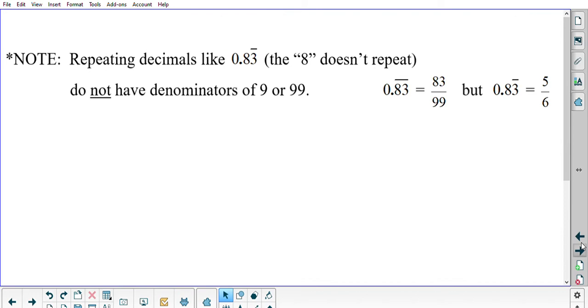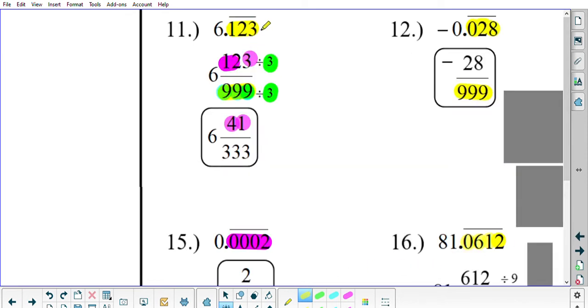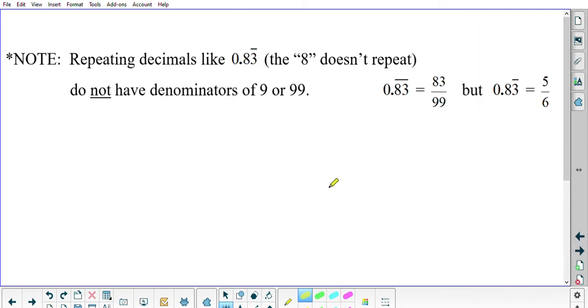All right, now, there is something I have to tell you to be completely 100% honest with you as a math teacher. The trick that I taught you for making repeating decimals become fractions, the nines trick, count how many digits to the right of the decimal point are repeating, and that's how many nines you put in the denominator. That trick only works when every digit to the right of the decimal point happens to repeat. It does not work on a repeating decimal like this.